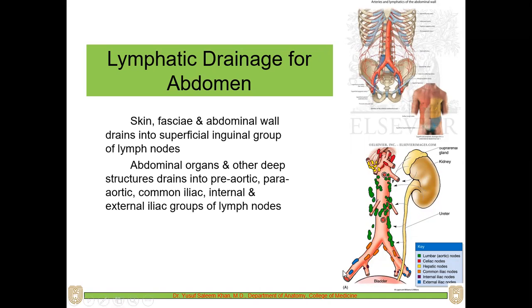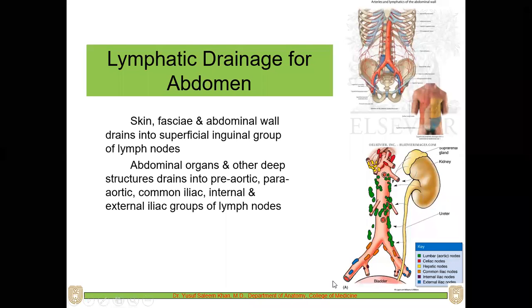Then we have the common iliac. This is the common iliac artery. Just beside the common iliac, you can see the common iliac group of lymph nodes. Then we have the internal and external iliac group of lymph nodes. If you see here, the common iliac artery divides into the internal and external iliac artery.